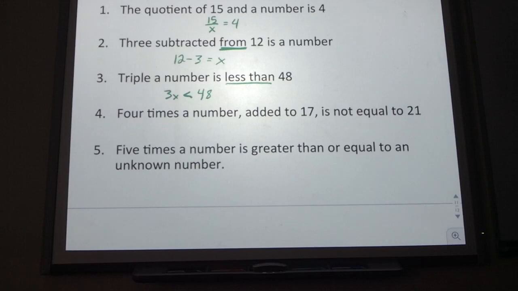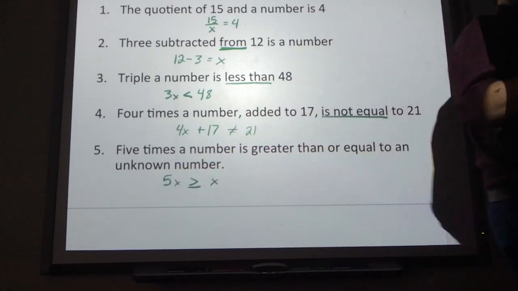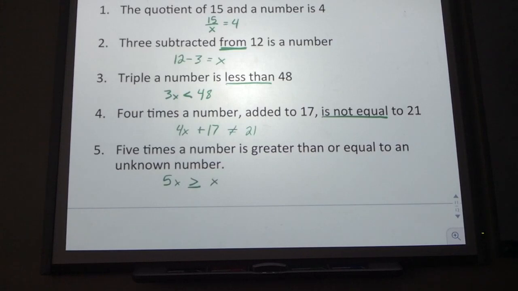Okay? 4 times a number added to 17 is not equal to 21. And then last, 5 times a number is greater than or equal to an unknown number. So x. If that said is equal to another unknown number, then you would choose y there. Some people ask me about that, but right now we're only doing one variable.